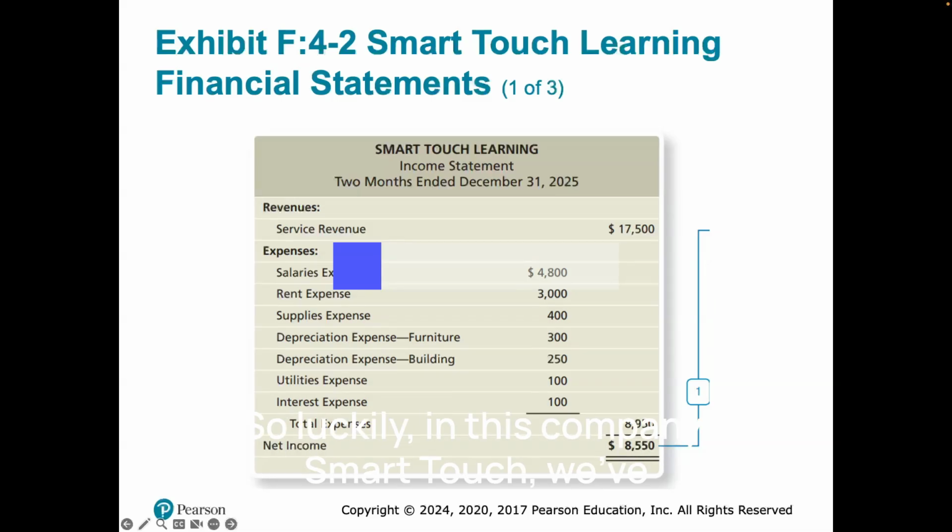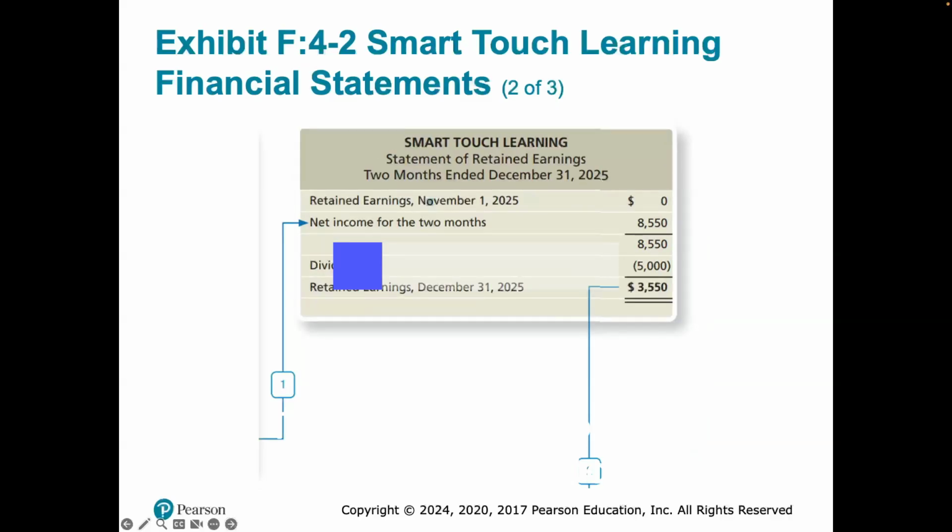So luckily in this company, Smart Touch, we've actually earned net income. We've actually made a profit. So we're actually a profitable company. Then that net income is transferred over to our statement of retained earnings. So since this is a new company, our retained earnings has $0 in it to begin with. And then we have our net income for the next 2 months. That gives us 8,550, and we always have to take away our dividends.